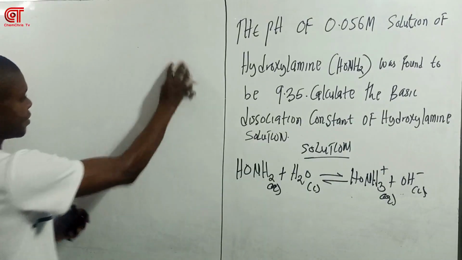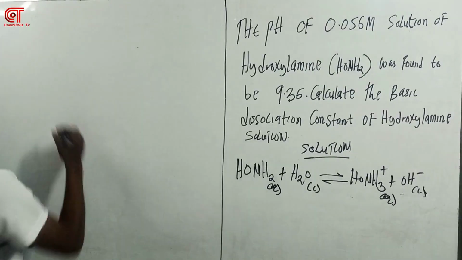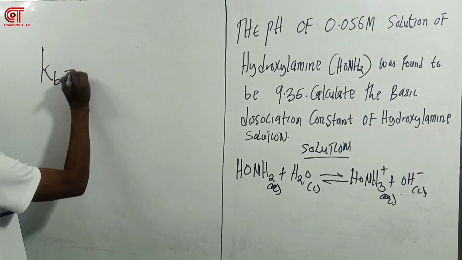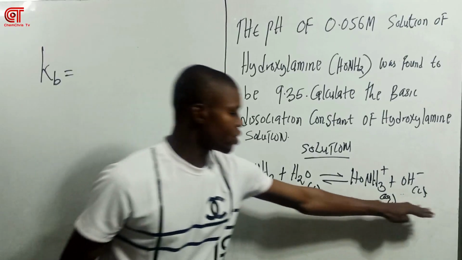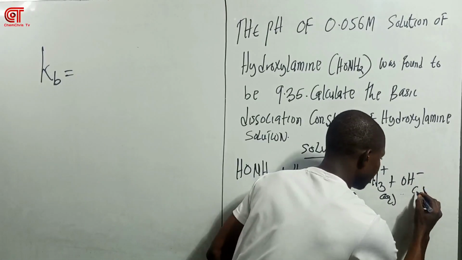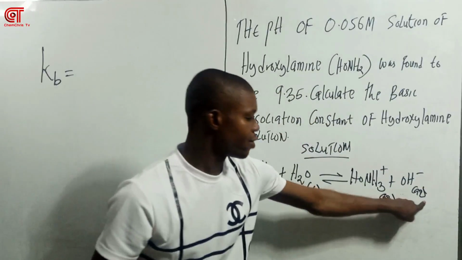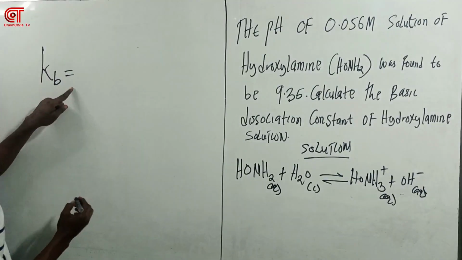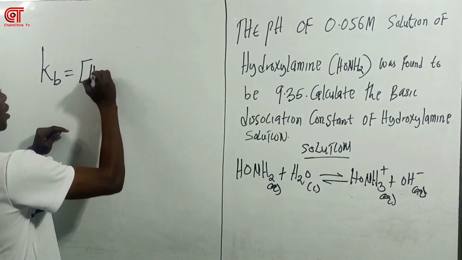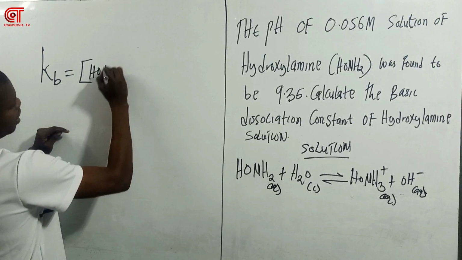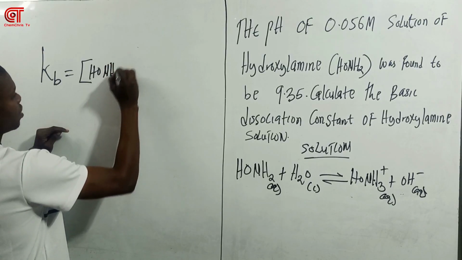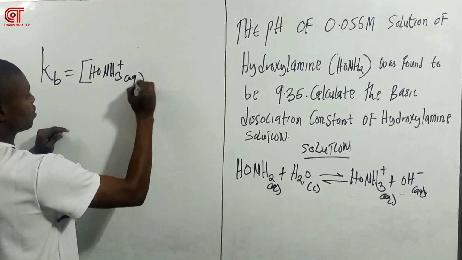So here we have Kb equals the concentration of HONH3 plus, aqueous. Sorry, this one is aqueous, not liquid. Thank you.